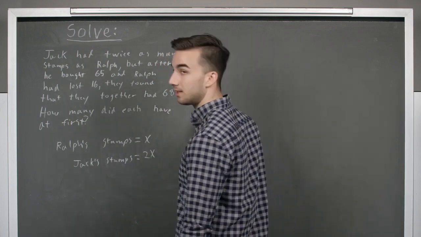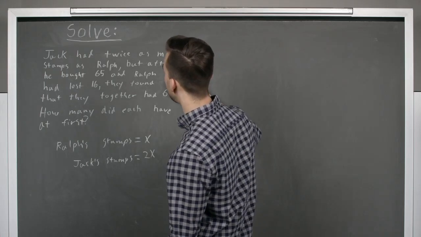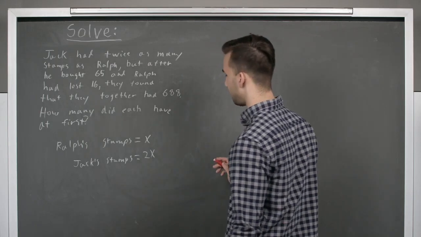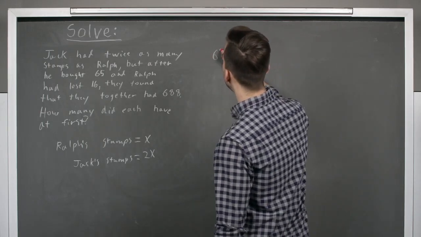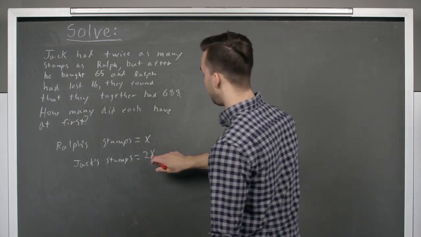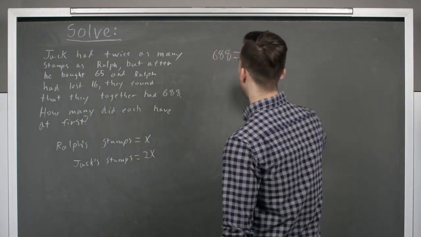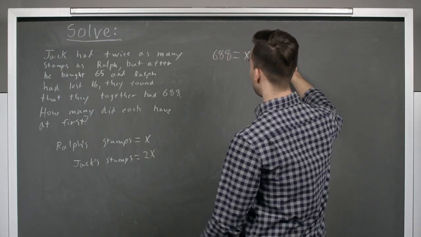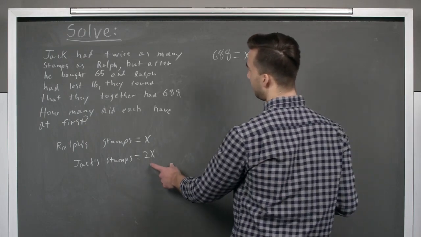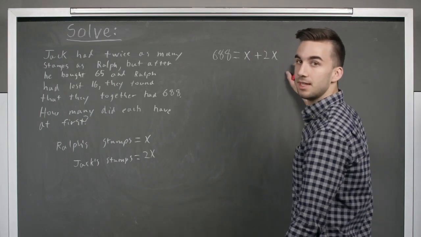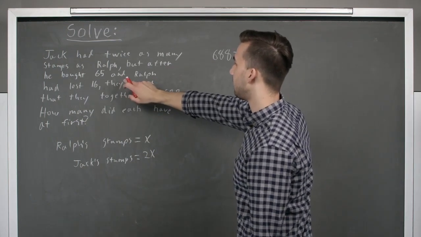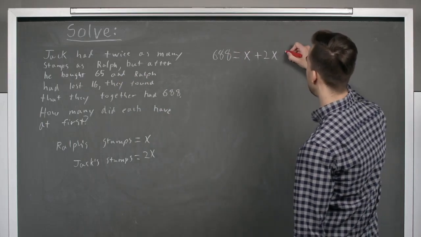So how can we write an equation with this? Well, we have the total number of stamps. We can write that up here. The total number of stamps is how many? So what do we need to add up to get the total? Well, we need Ralph's stamps plus Jack's stamps, right? And then is there any other information here that needs to be put in the equation? So after he had bought 65, we need to add a 65.